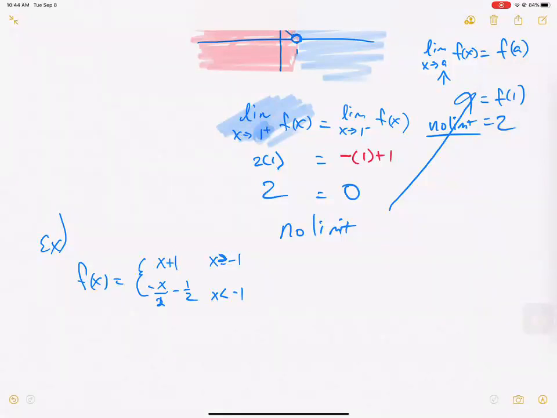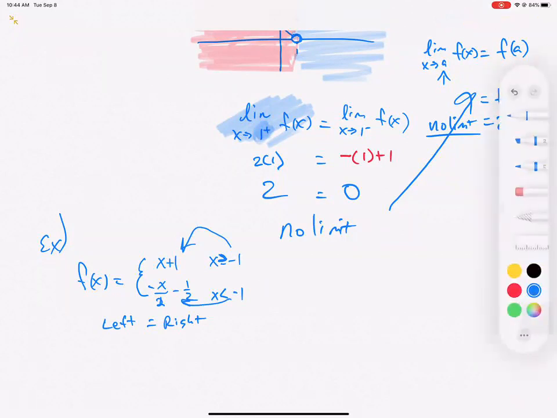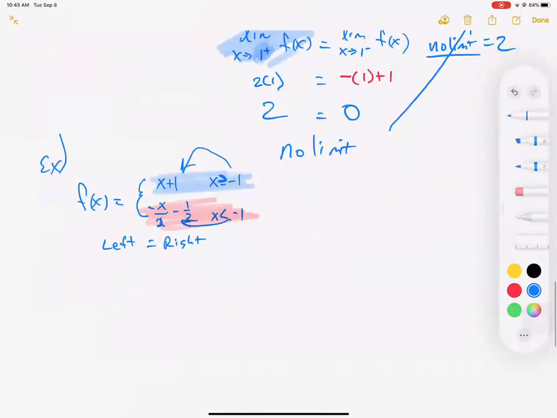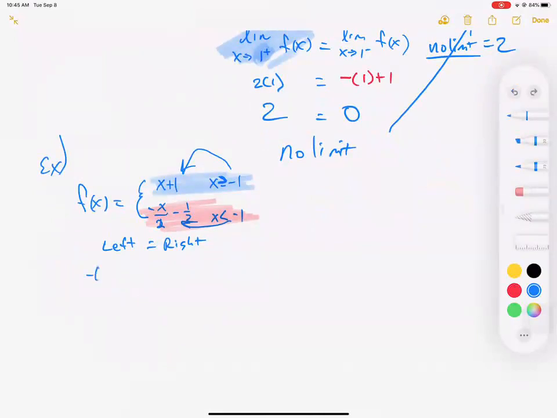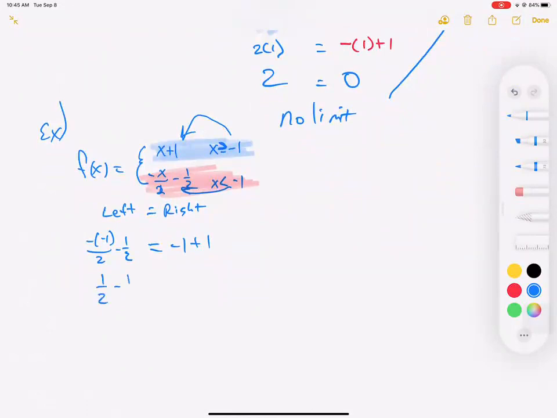Okay. So first we check the limit. Does the left side equal the right? So all you do is just plug it in. The left side, we'll label that with the red. That's the left side. The right side. Okay, so when we plug it in, the left side is negative 1 over 2 minus 1 over 2. And the right side is negative 1 plus 1. That's 0 equals 0. Hey, the left and right limit look exactly the same. All right, we're good. What's the limit? The limit as x approaches negative 1 of f of x is 0.